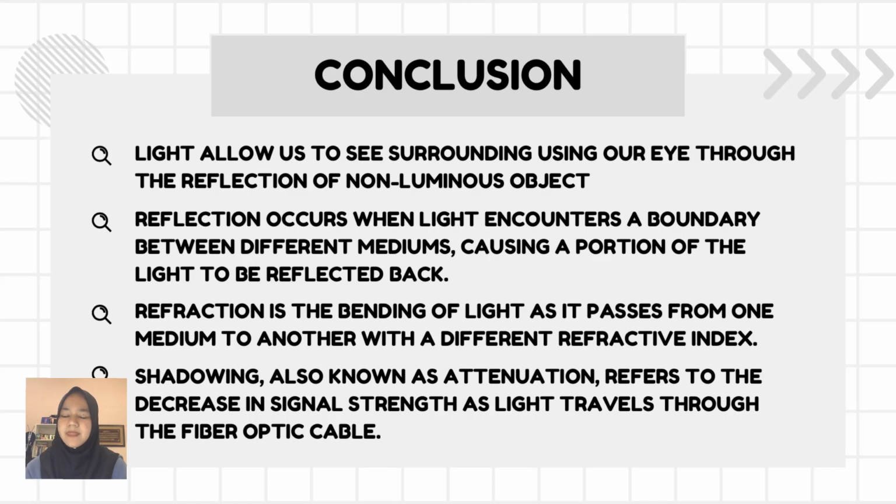Thirdly, refraction is the bending of light as it passes from one medium to another with a different refractive index. And lastly, shadowing, also known as attenuation, refers to the decrease in signal strength as light travels through the fiber optic cable.